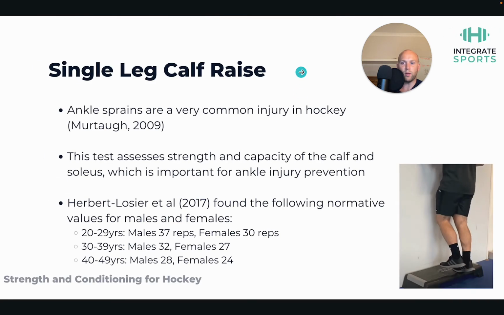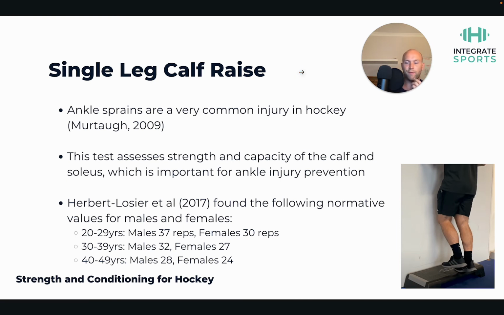The next one then is a single leg calf raise. Again, ankle sprains are a very common injury in hockey. Typically up to 30% of injuries are related to the ankle. This test assesses strength and capacity of the calf and soleus, which is important for ankle injury prevention for a number of reasons. We've said before that these muscles are responsible for attenuating the forces experienced at the ankle joint during things like unplanned decelerations, change of direction, and sprinting. So if we can increase the capacity of the calf, we can put the athlete in a better position to withstand that sort of repeated loading.